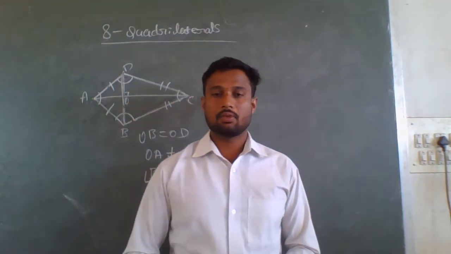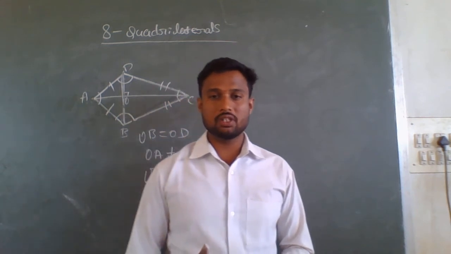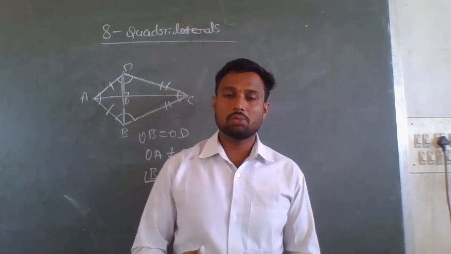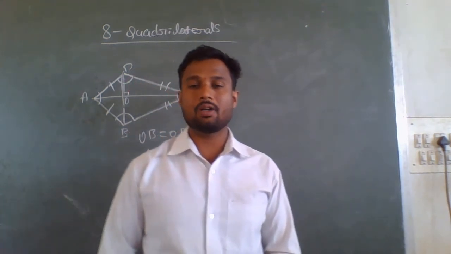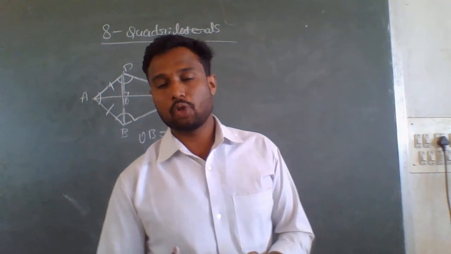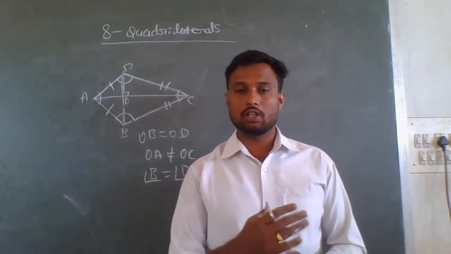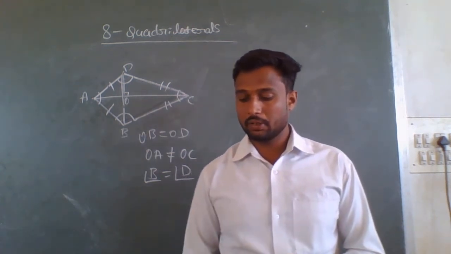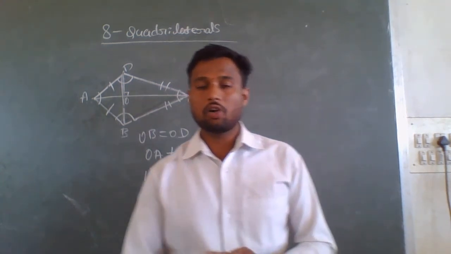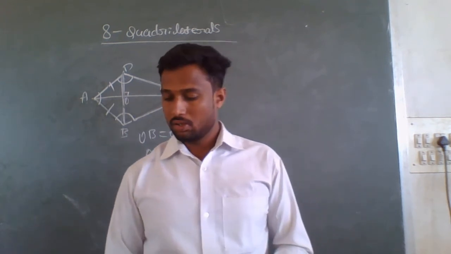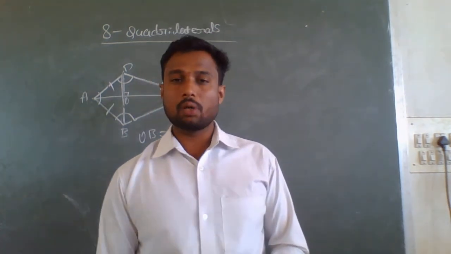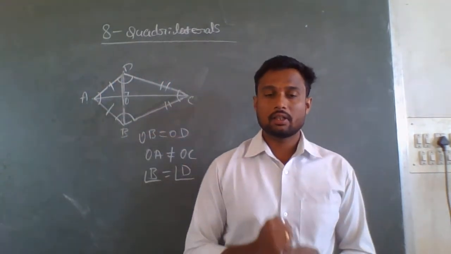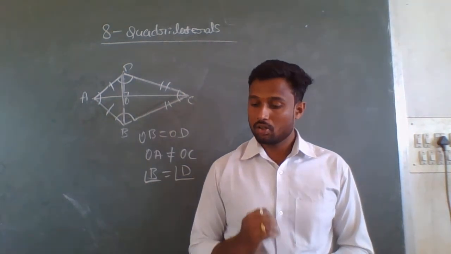Diagonals bisect each other. And next one is the rhombus. A rhombus is also a parallelogram where all the sides are equal. Therefore, a rhombus has all the properties of a parallelogram. Here also all opposite sides are equal and parallel, and diagonals bisect each other. But the only difference between a parallelogram and a rhombus is that all the sides are equal in a rhombus. And another additional property of a rhombus is that diagonals are perpendicular to each other.